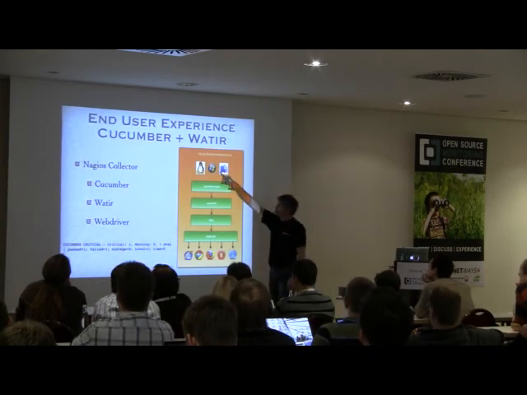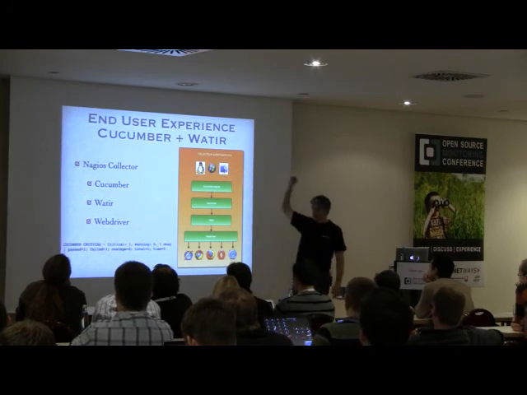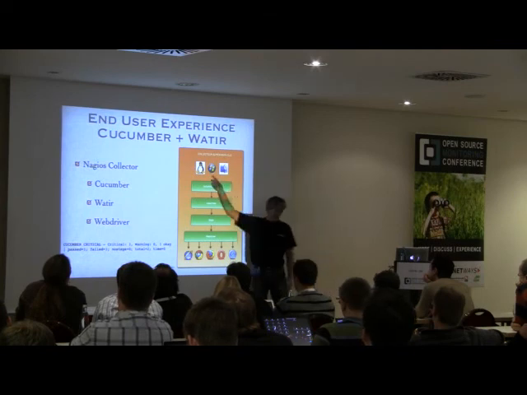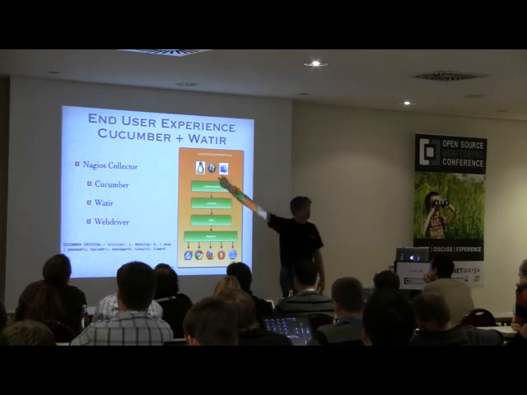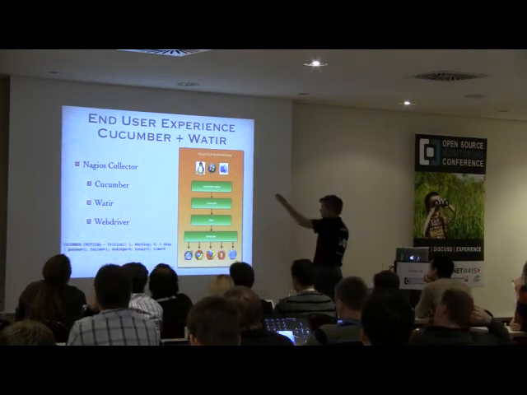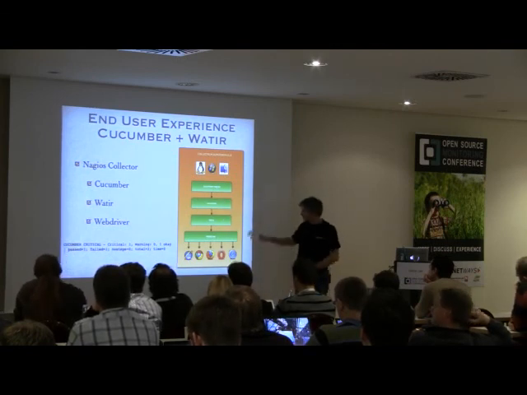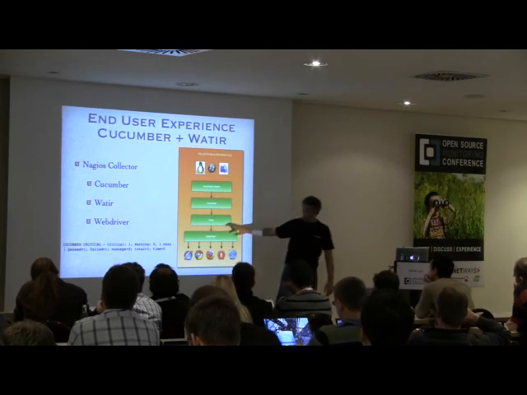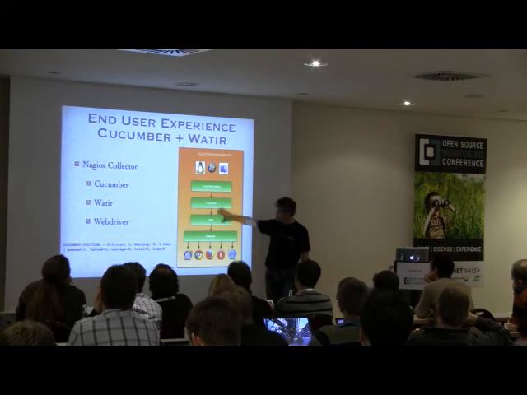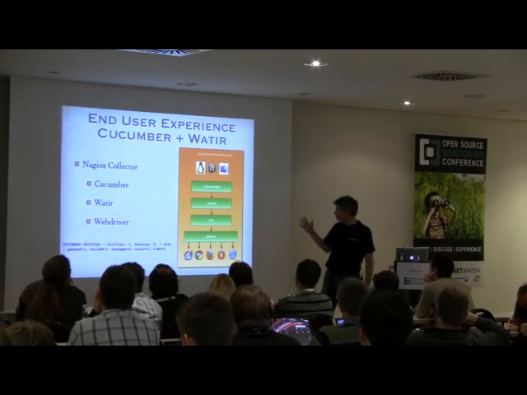What is nice with Cucumber and Watir is that it works on any platform. You can put this software on Linux, of course, on Mac, but also on Windows. It's Ruby, it's in Ruby. Cucumber and Watir, I'll talk about. Cucumber I will talk a little more about after. What is nice is that between the Nagios plugin and Watir, you have Cucumber, which is an abstraction layer. I will give you some words about it.